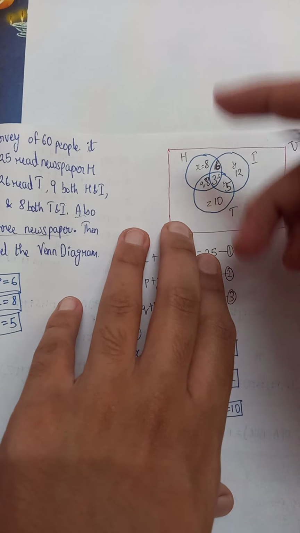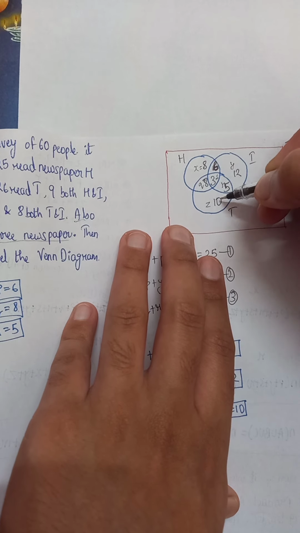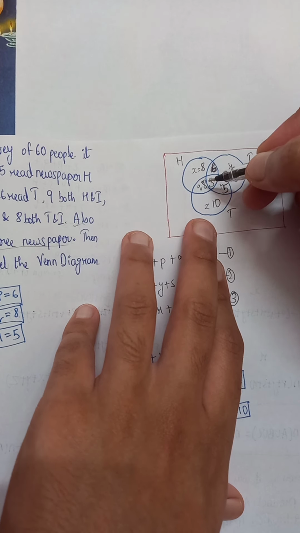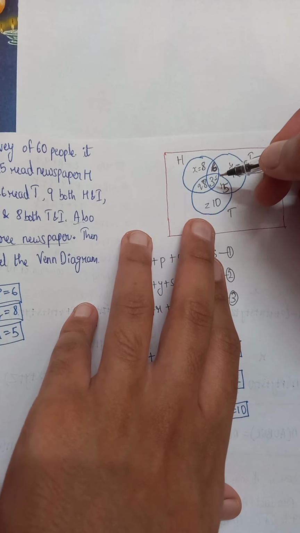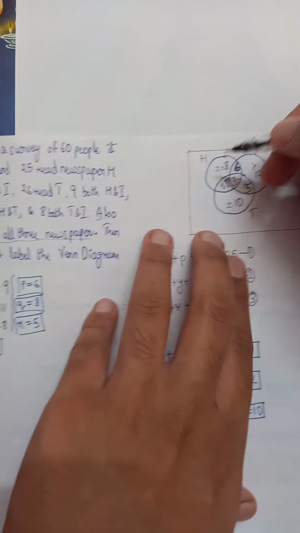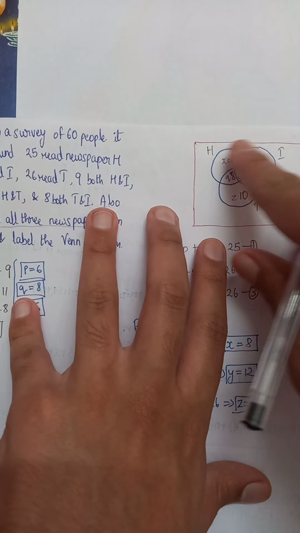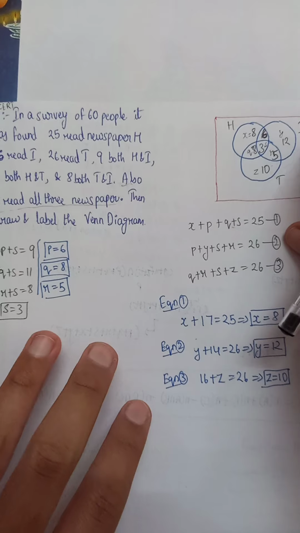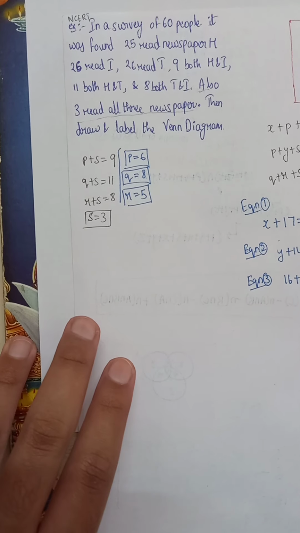So let's add all of this. 8 plus 12 is 20, 20 plus 5 is 25, 25 plus 10 is 35, 35 plus 8 is 43, 43 plus 3 is 46, 46 plus 6 is 52. Okay, so in a survey of 60 people, by adding all these values inside the diagram, we are getting 52, which means there are 8 people who don't read newspapers.